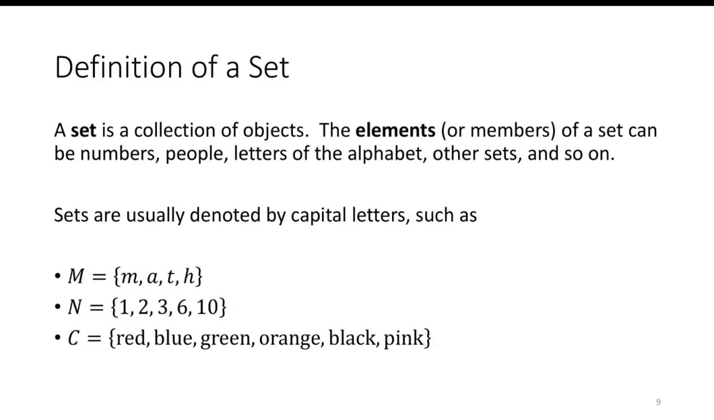Recall that a set is a collection of objects. The elements or members of the set can be numbers, people, letters, the alphabet, other sets, and so on. Sets usually are denoted by capital letters, such as M is the set that contains the letters M, A, T, and H. N is the set that has the numbers 1, 2, 3, 6, and 10. C is the set that contains the elements red, blue, green, orange, black, pink.